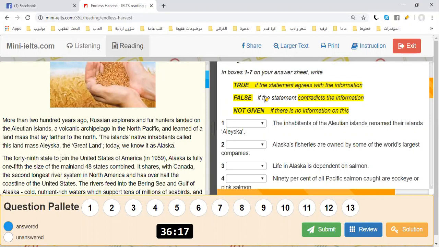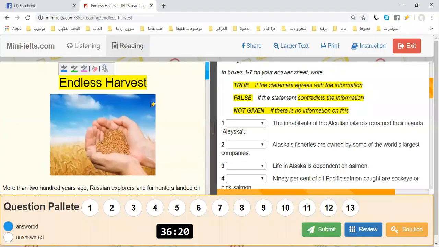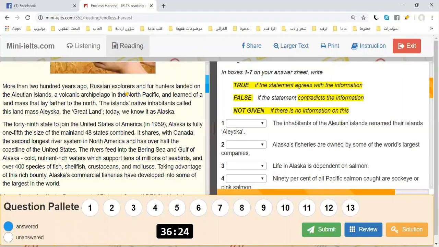So the first tip, as we said, is to highlight the title. We don't read the passage at first, because this is a waste of time. You are reading for no particular reason. You don't know what you are looking for. If you start reading the passage, you will read it again after you read the questions. So no need to read it first. Just jump to the questions and highlight the keywords, then start reading, looking for the answers.